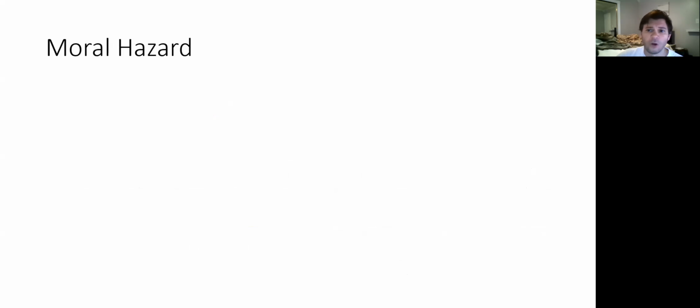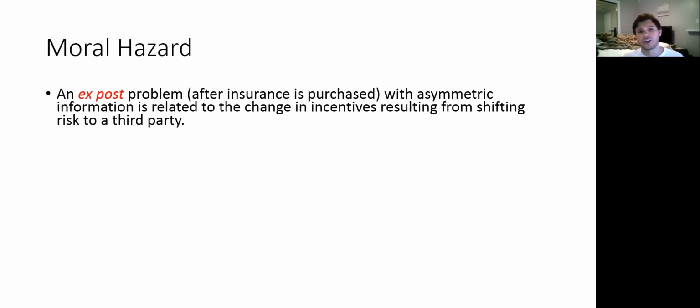We'll wrap up. Moral hazard is a different type of problem related to asymmetric information. It's really an ex post problem that occurs after you shift the risk to a third party in an insurance market, or after, let's say, you shift the financial risk to another party when you sell them stock in your company. Now the other party's on the hook. You're not on the hook as much. And the idea is as follows.